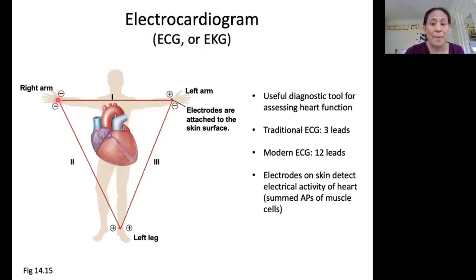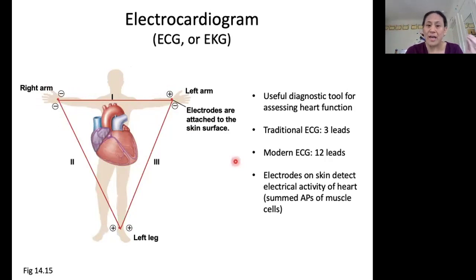We attach pairs of electrodes to the body surface to form what we call leads. So one lead is a pair of electrodes. Here, this is one lead right here. This is lead one, with a negative electrode and a positive electrode. This pair of electrodes right here is lead three. And this pair of electrodes right here is lead two.